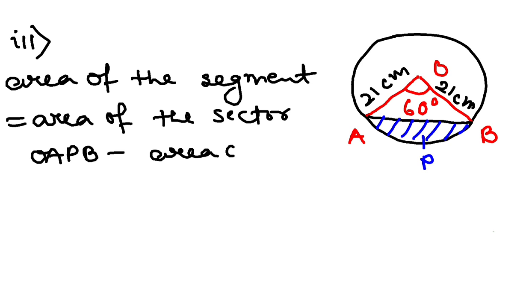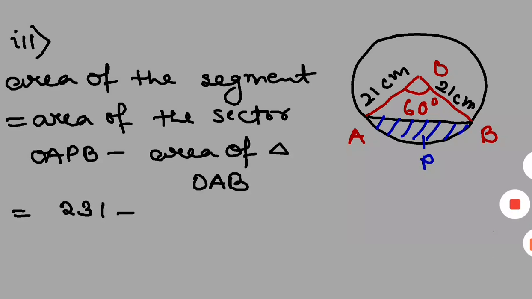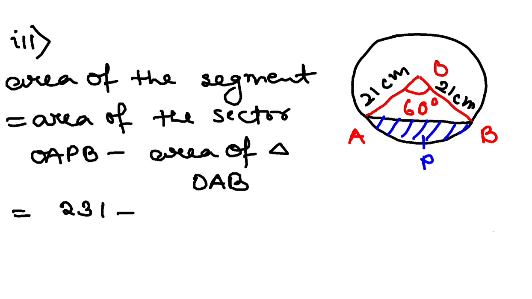area of the triangle OAB, isn't it? Now we already know the area of the sector. Area of the sector is 231. Now how to find the area of the triangle OAB? Now if you observe the triangle OAB, your OA is equal to OB. Why? Because radii of the same circle.